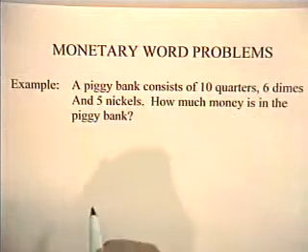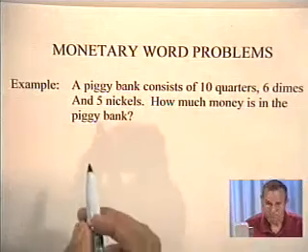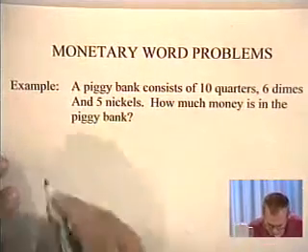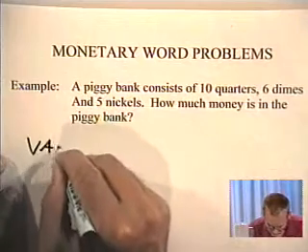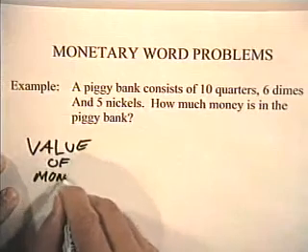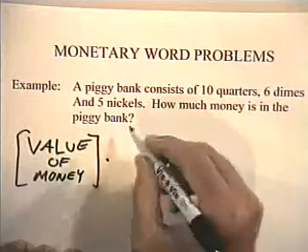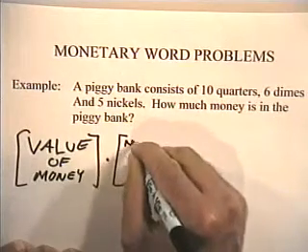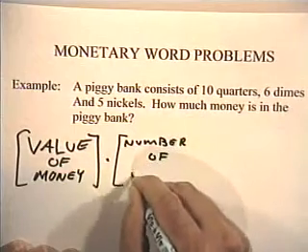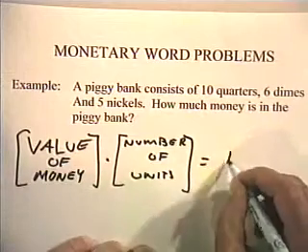We could quickly figure this out, but I want to establish a formula for these problems because the problems are going to get much more difficult than this. So this is the formula that we're going to use. Value of money times number of units of money equals total value.